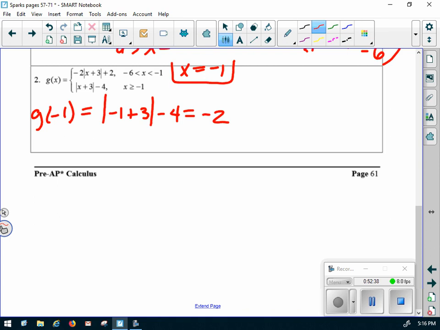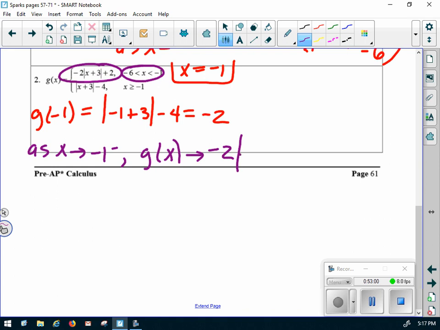Now let's see what happens as x approaches -1 from the left and the right. As x approaches -1 from the left, g of x approaches, so we're going to use this one because this x has the numbers that are less than -1. -2 times the absolute value of -1 plus 3, plus 2. Let's see what that equals. -1 plus 3 is 2. Absolute value of 2 is 2. Times -2 is -4. And -4 plus 2 is -2.